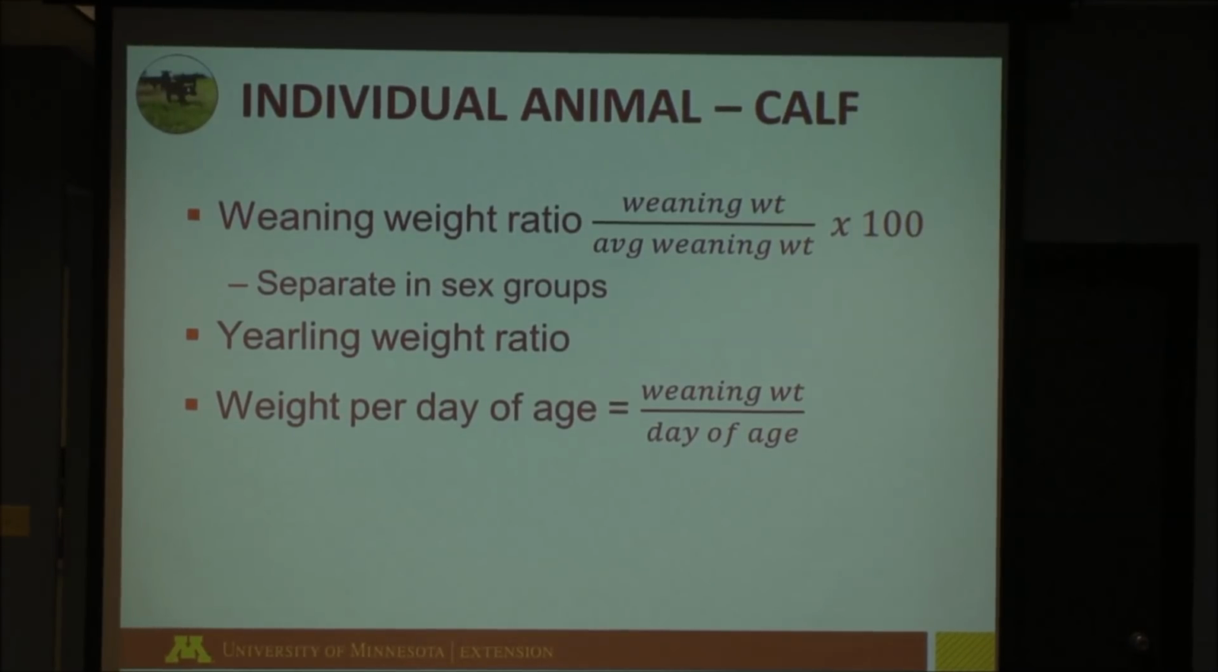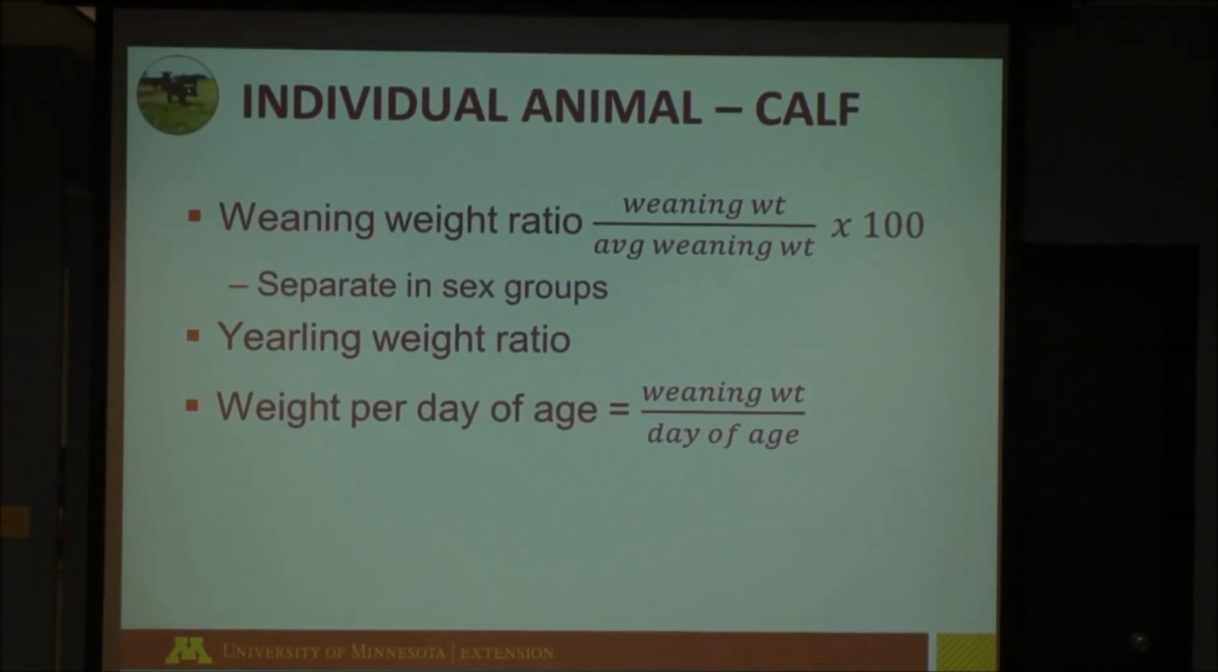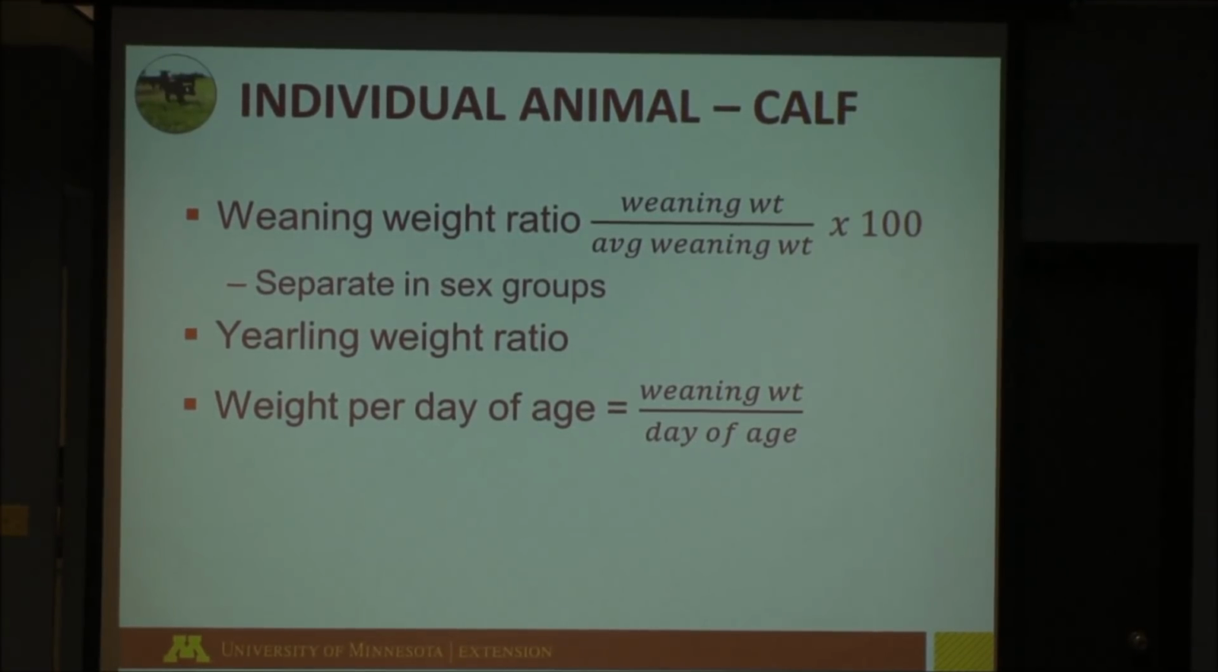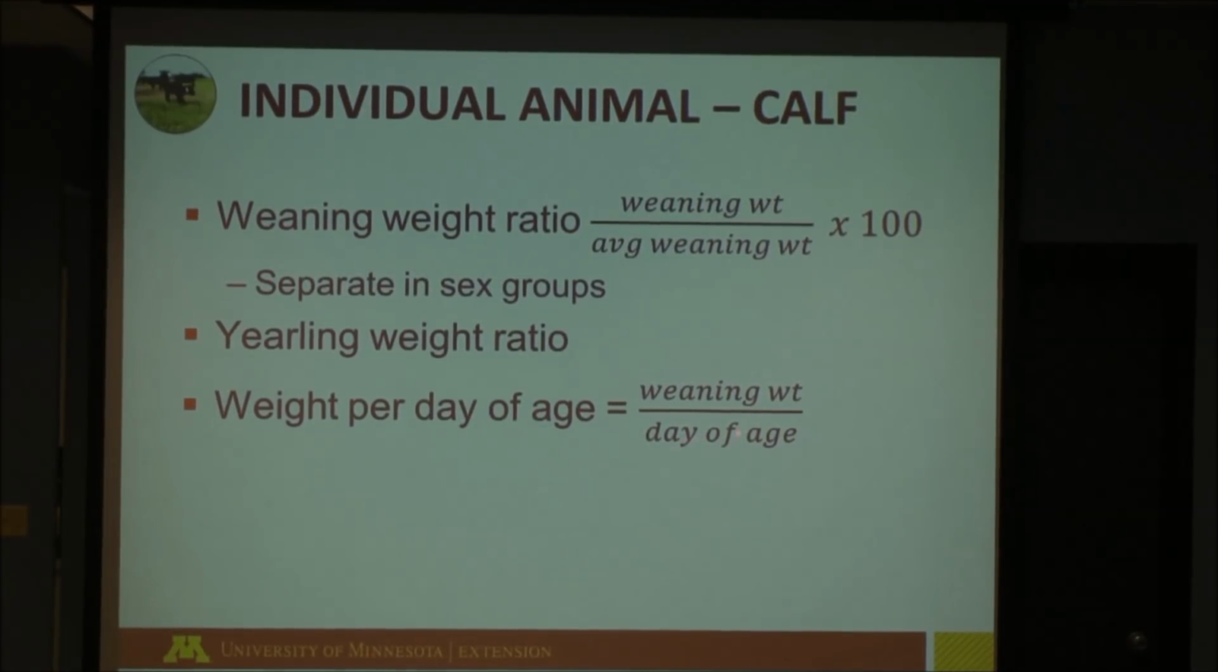And finally, weight per day of age. So if we have a long calving season, looking at weaning weight by itself doesn't necessarily tell us a whole lot. It may seem like an individual cow produces a big calf every year, but it might be that she's just an early breeder, which is a valuable trait in and of itself, but it doesn't give us the whole picture. So we just take weaning weight divided by day of age, put them on a level playing field. Gives us a little bit better idea.